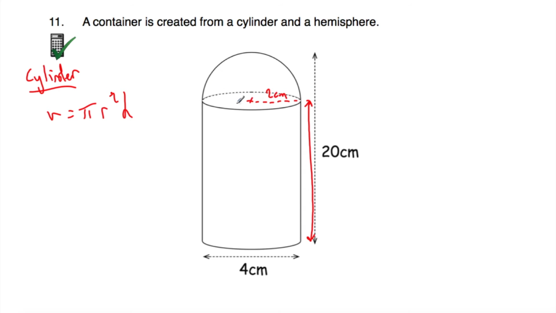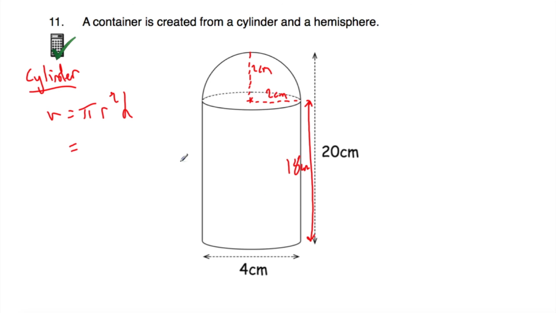Now if we have a look at this hemisphere, we know the radius of the circle is equal to 2 centimeters. Now that means that the radius of the hemisphere is equal to 2, so that means that this would also be equal to 2 centimeters from here to here. So that means that from here down to here, the height of the cylinder would be 20 take away 2. And 20 take away 2 is equal to 18 centimeters. So if this part has got a height of 18 centimeters and this part's got a height of 2 centimeters, the whole container would have a height of 20 centimeters. So that's right. So the height of the cylinder is 18 centimeters.